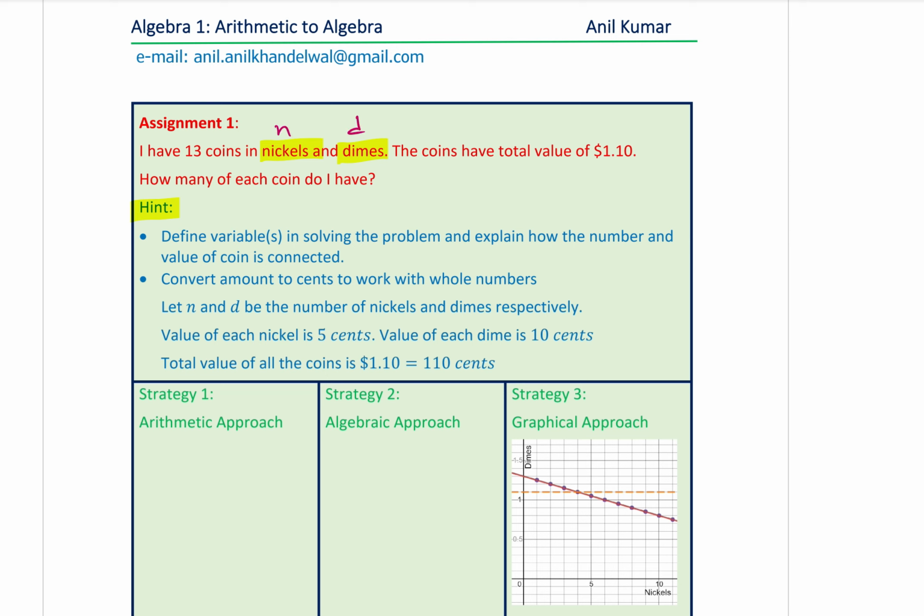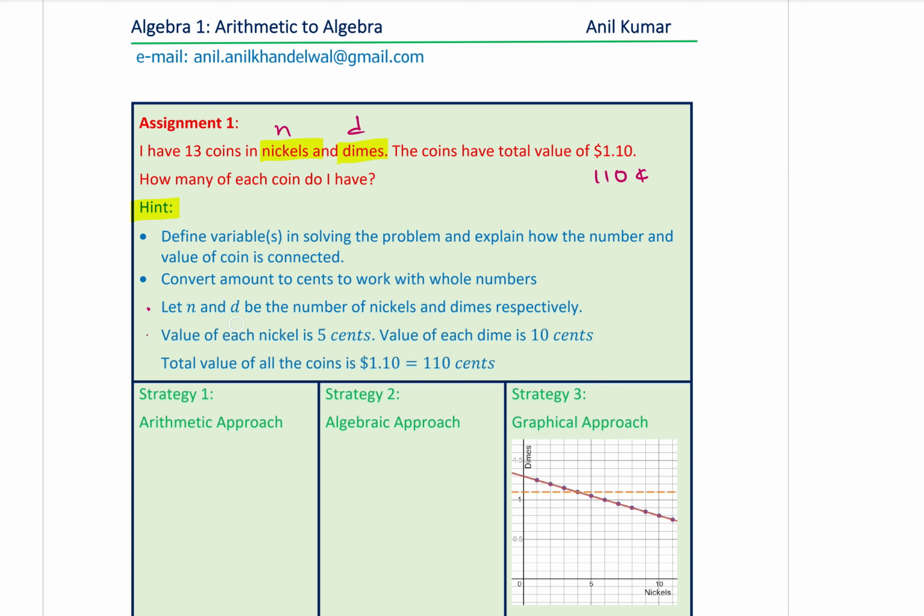Well, some of you could have done it like this also: convert the amount to cents instead of dollars. We are given the value in dollars, right? It could be written as 110 cents, correct? That makes a simpler solution, avoiding decimal numbers, right? So in that case, we came up with this result.